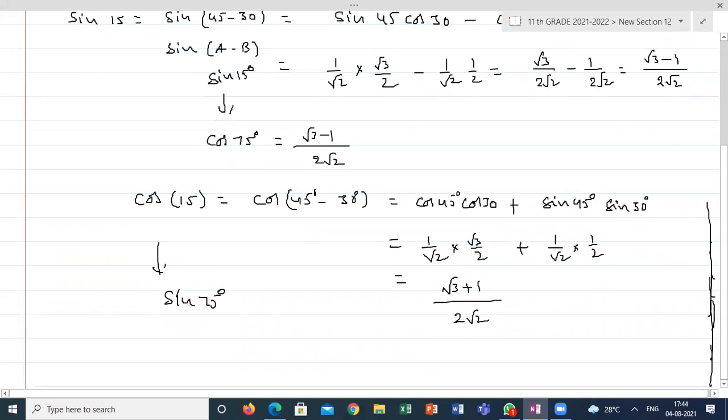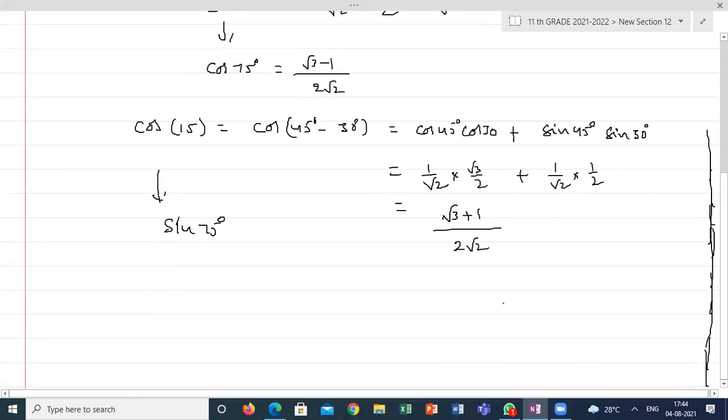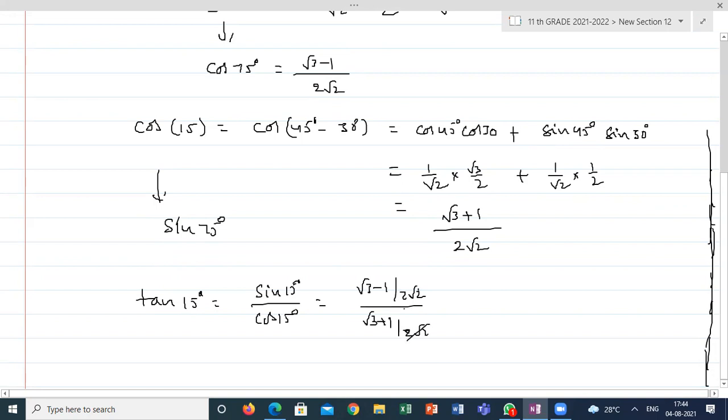So with the help of this, how to calculate tan 15 and tan 75? Tan 15 is nothing but sin 15 divided by cos 15. So sin 15 is how much? Root 3 minus 1 by 2 root 2, and cos 15 is root 3 plus 1 by 2 root 2. Correct? 2 root 2 and 2 root 2 cancel. Root 3 minus 1 by root 3 plus 1 is tan 15.